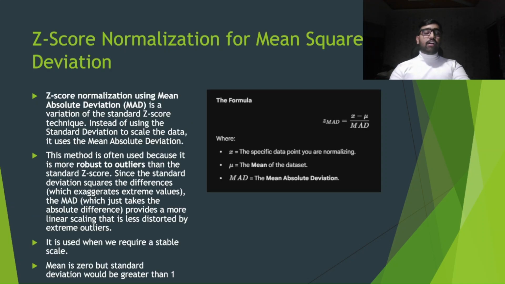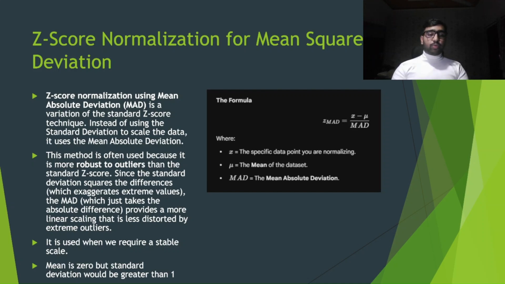Now let's understand a variation of z-score normalization where we use mean absolute deviation instead of standard deviation. Z-score normalization using mean absolute deviation (MAD) is a variation of the standard Z-score technique. Instead of using the standard deviation to scale the data, it uses the mean absolute deviation, which is nothing but the average of absolute deviations of each data point. This method is often used because it is more robust to outliers than the standard Z-score.